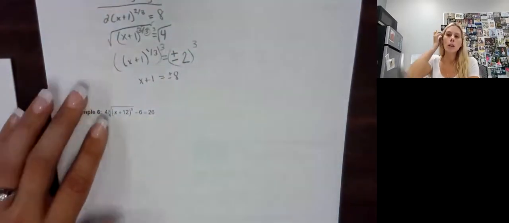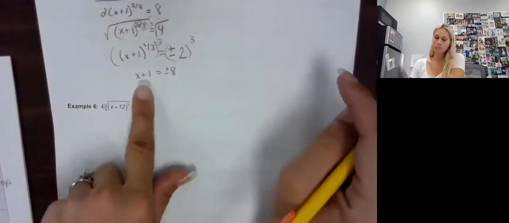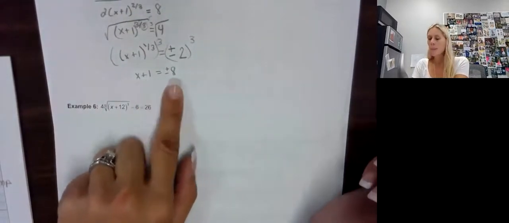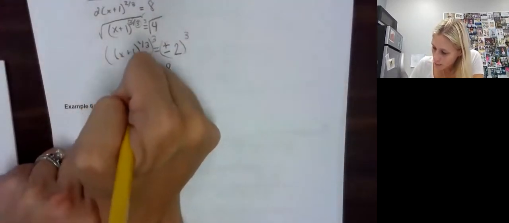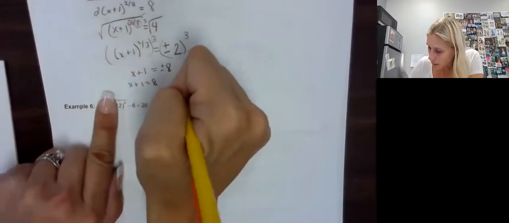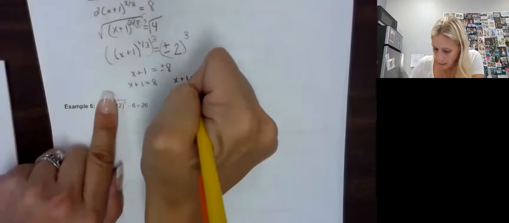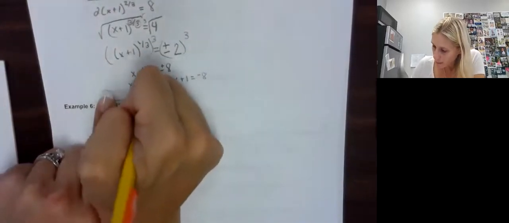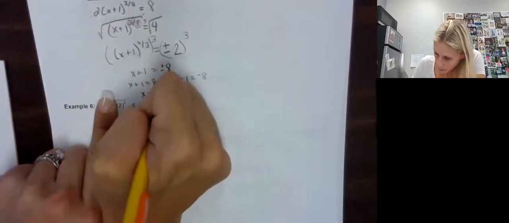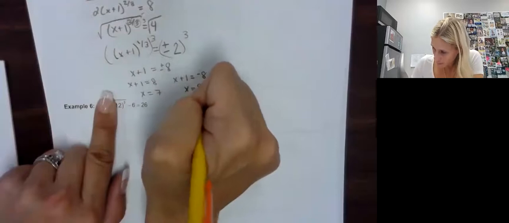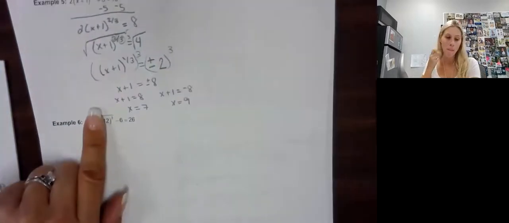Now, this is where the tricky part is, because, of course, to get x by itself, we're going to subtract 1. But there's actually 2 answers here. So I'm going to separate these. So I get x plus 1 equals 8, and x plus 1 equals -8. So when I solve, I get x equals 7 and x equals -9. I have to check both answers.